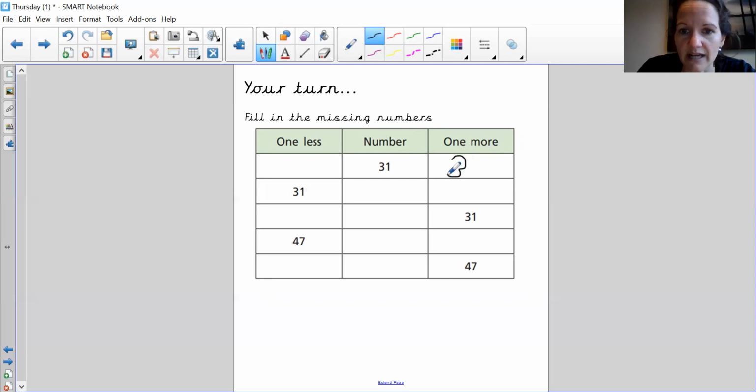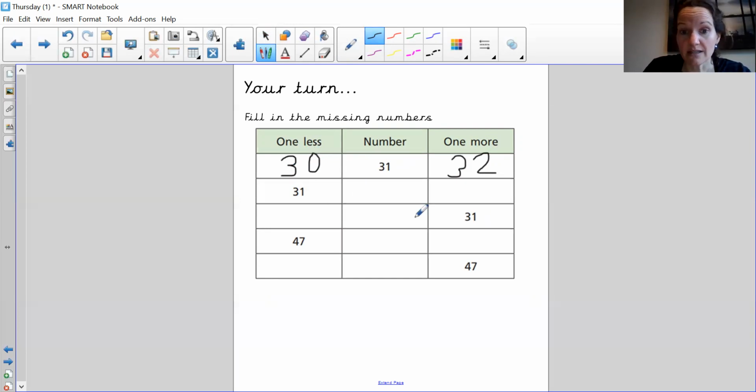32. Okay, Mrs. Savage is going to try her best to write on the computer. There you go. Now, what is 1 less than 31? Well done if you said 30. Mrs. Savage giving you the answers.